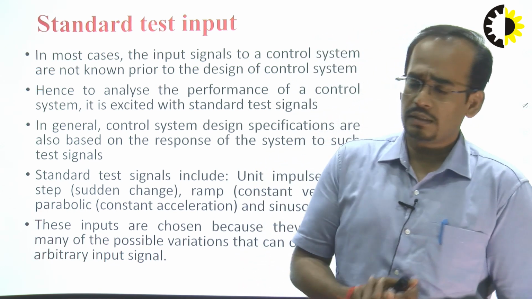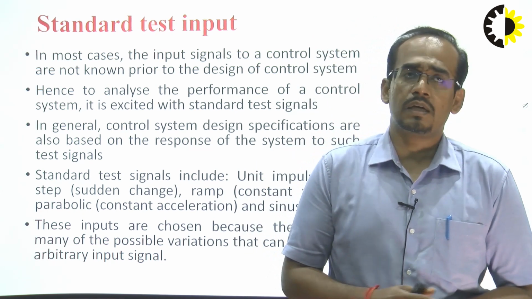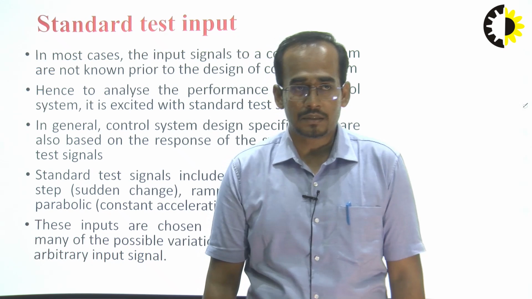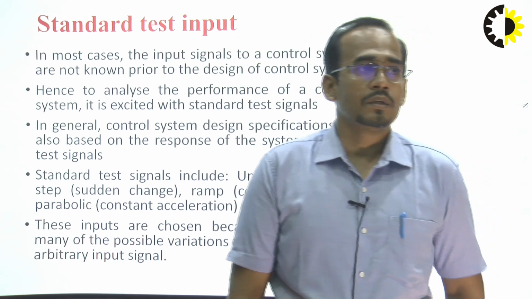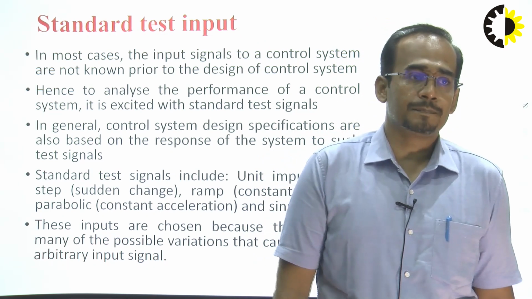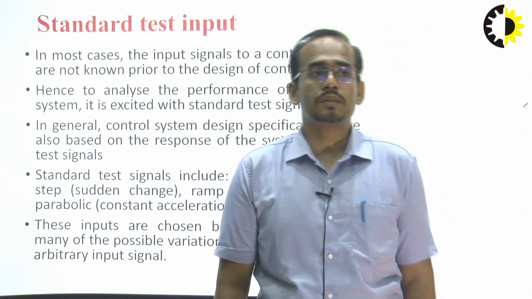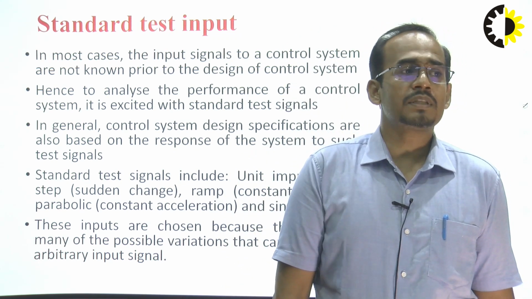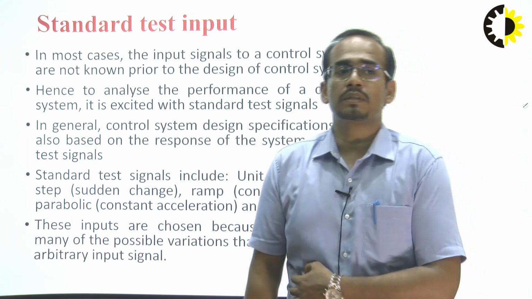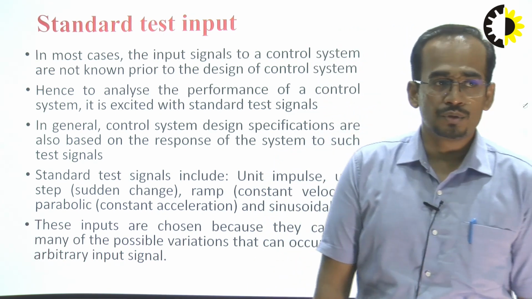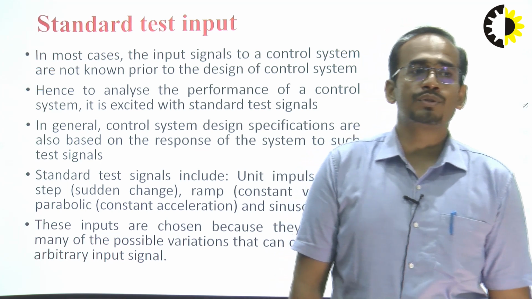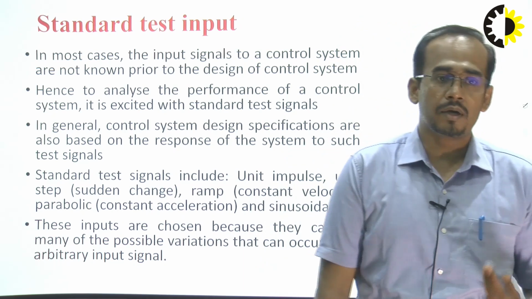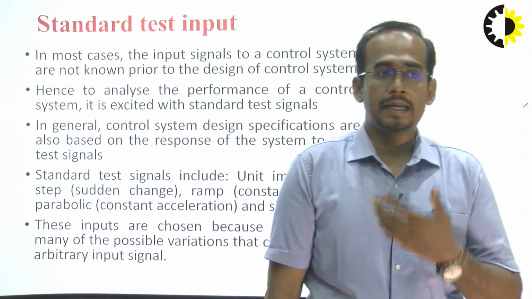So, before discussing transient state analysis and steady state analysis, you should know some standard inputs. These standard inputs are unit step signal, unit impulse signal, unit ramp signal, and parabolic signal. Unit impulse signal and unit step signal are used for sudden change, ramp signal is used for constant velocity, and parabolic signal is used for constant acceleration.